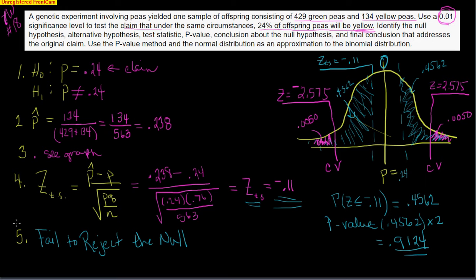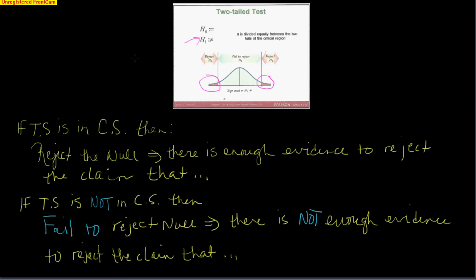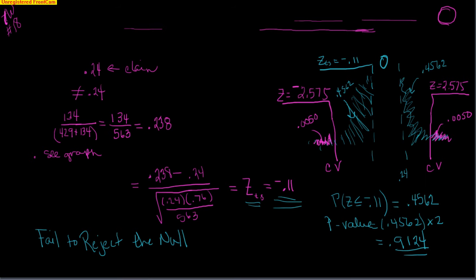Okay, now because we're failing to reject the null, let's go back to our definitions on our two-tailed test. So we need to close some of this stuff out, and we're going to go up here to this two-tailed test. What you're going to see is that because we're down here, our test statistic was not in our critical space. We failed to reject the null. Therefore, there's not enough evidence to reject the claim that. So it's really worded very similarly to the last problem. It just has different meaning now, right?